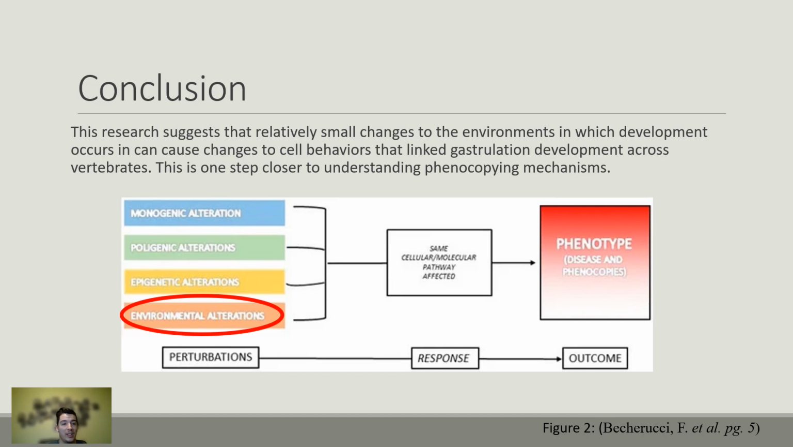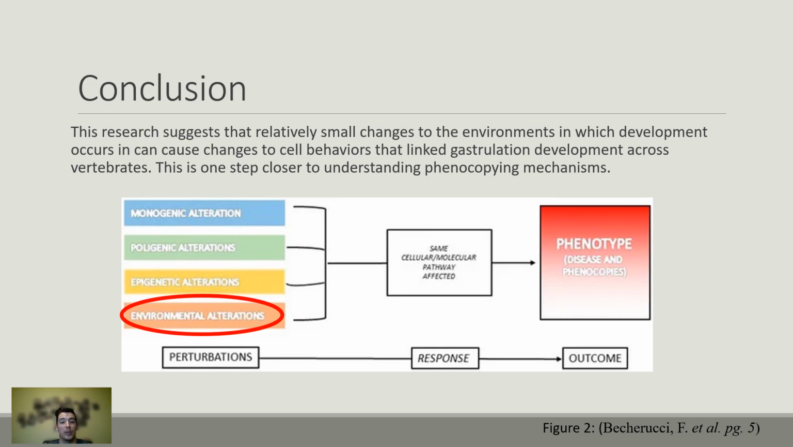So what does this mean? This research suggests that relatively small changes to the environment in which development and gastrulation occur can cause changes in cell behavior that are linked to development across vertebrates. To say that in another way, there are environmental factors that play a role in development. And when we change those environmental factors on, specifically chick gastrulation in this case, we can see how that mimics basically the development of different vertebrates in their own gastrulation in a normal type.